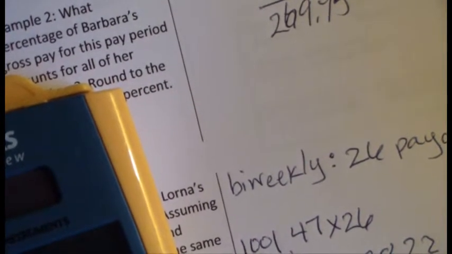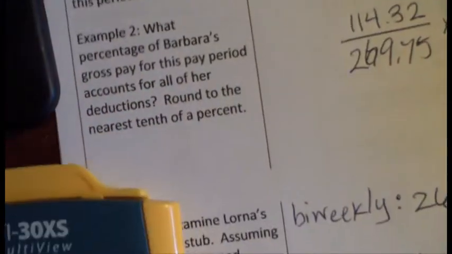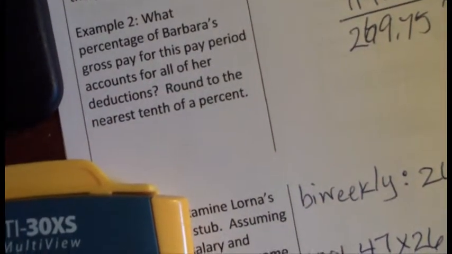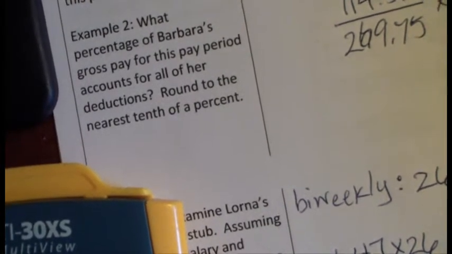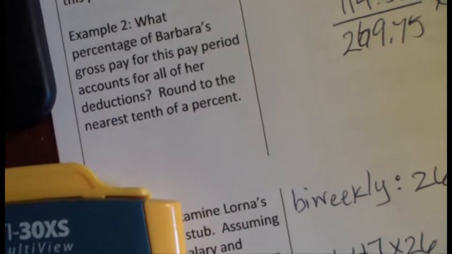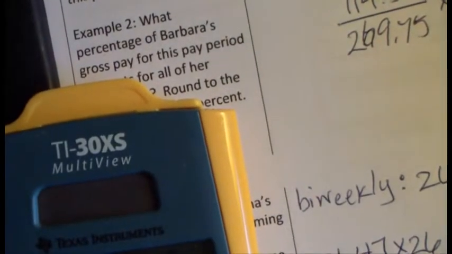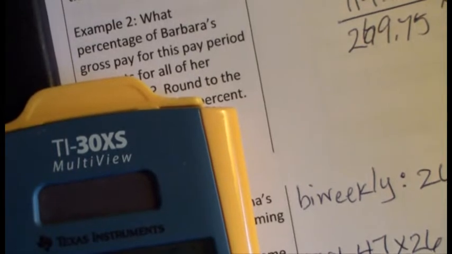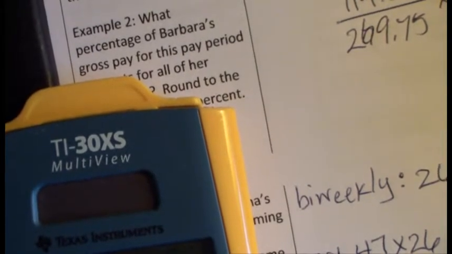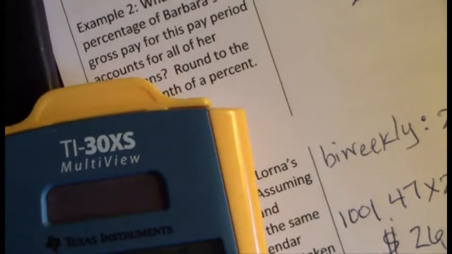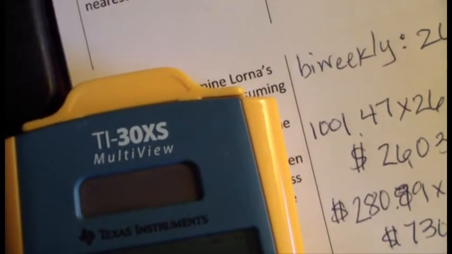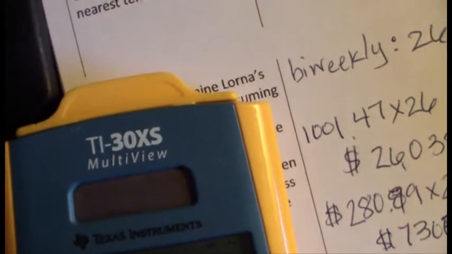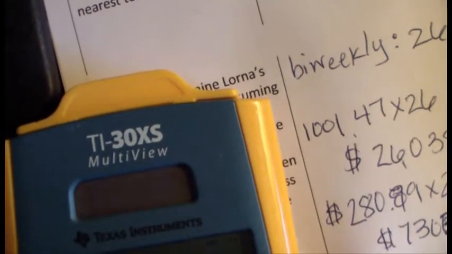So if you add those together, that's going to give you the total of the amount taken out of her paycheck yearly for state and federal taxes. 26,038 and 22 cents, plus 7,303 and 14 cents. So $33,341.36 is taken out annually from her paycheck for federal and state taxes.